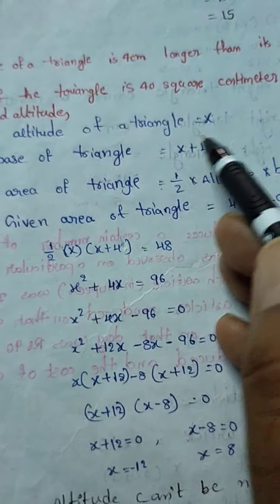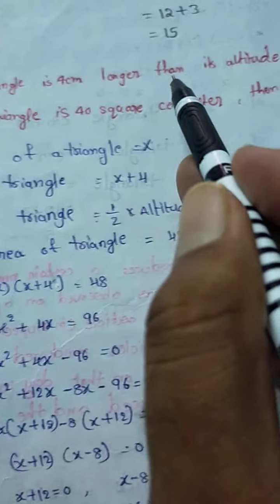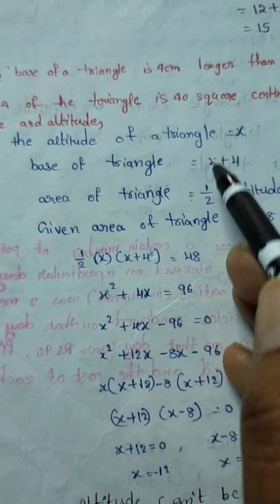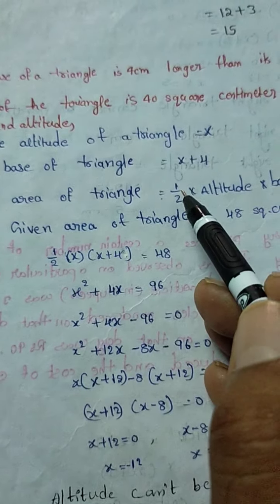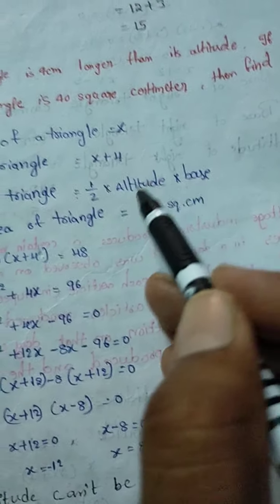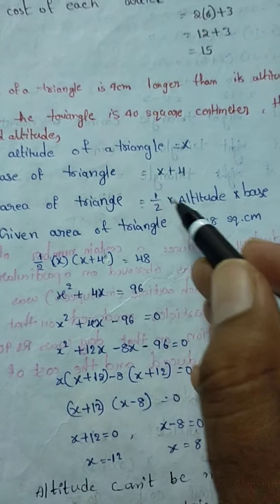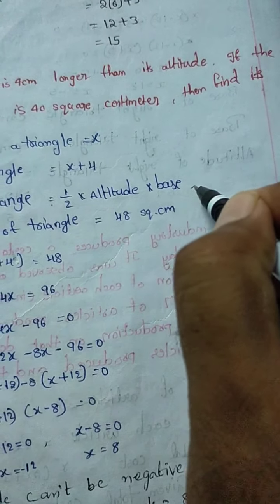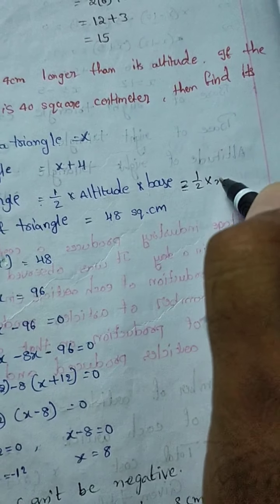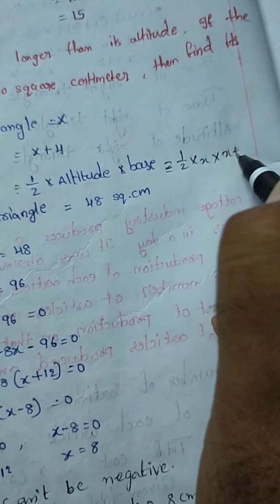Let the altitude of the triangle be x. The base of the triangle is 4 centimeters longer than its altitude, and longer than means plus, so x plus 4. Area of a triangle is half into base into height, and height means altitude. So half into altitude x into base x plus 4.